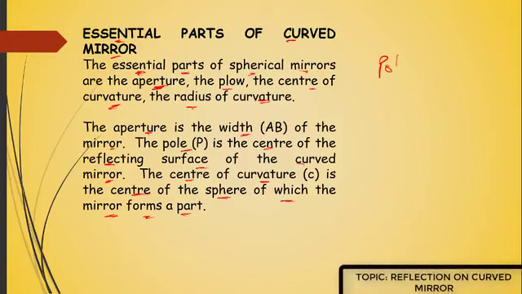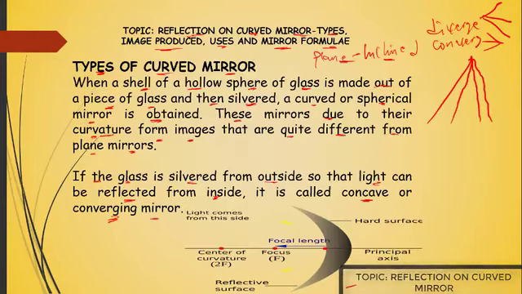So these are essential parts of a curved mirror. Already I've mentioned the pole. We also mentioned the center of curvature, C. We've also mentioned the aperture itself. So at your own time, you can go back to these diagrams and look at all these things one after the other.